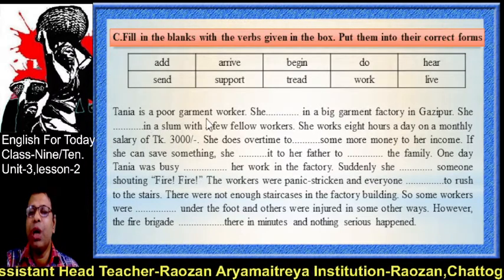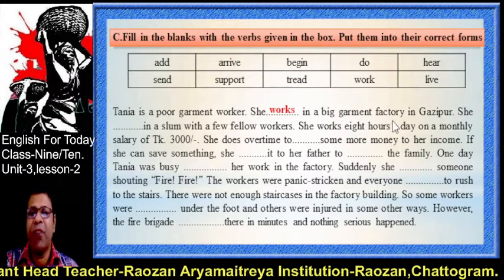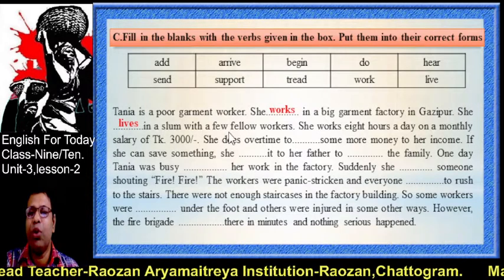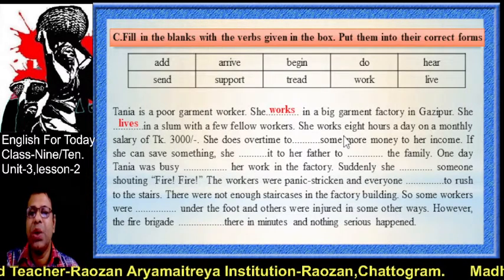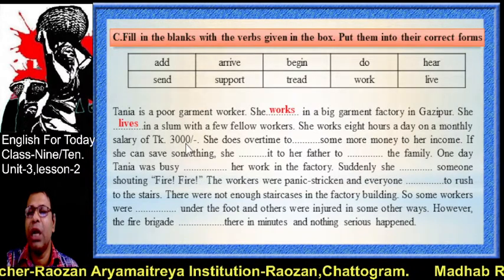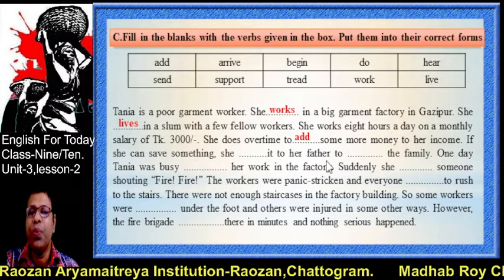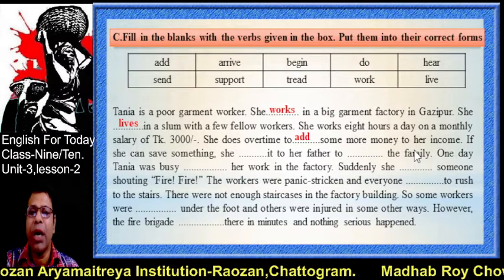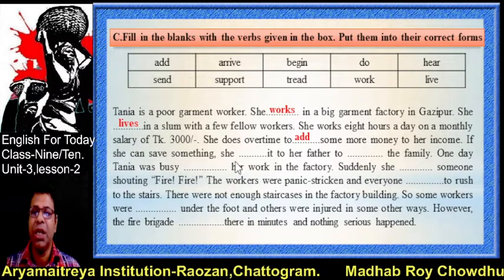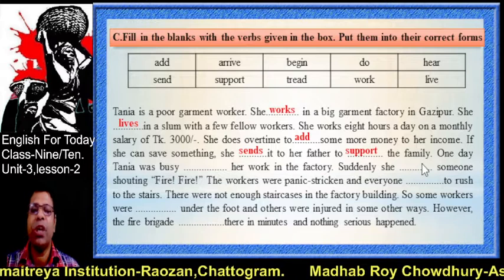Tanya is a poor garment worker. She works in a big garment factory in Gazipur. She lives in a slum with a few fellow workers. She works 8 hours a day on a monthly salary of 3,000. She does overtime to add some more money to her income. If she can save something, she sends it to her father to support the family.